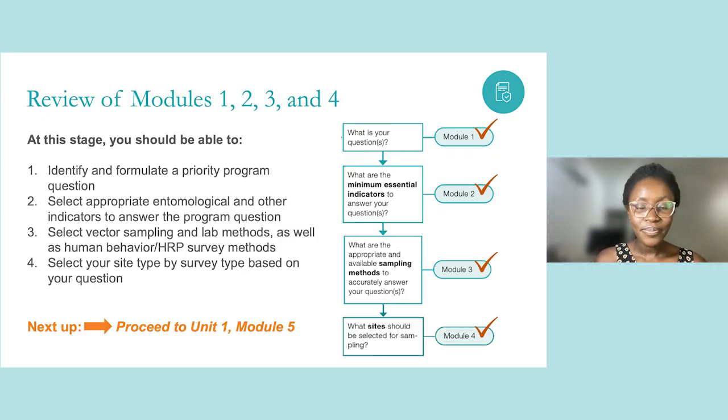Excellent. You have now completed Module 4 of Unit 2. At this stage, you should be able to formulate your program question. Use your program question to guide the selection of indicators to address this question, and select vector sampling and lab methods, including human behavior and HRP survey methods to better describe vector human contact points, and identify the survey type and site type that is most appropriate for your priority program question.